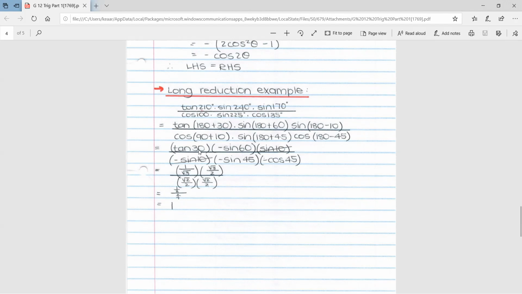Now with our special angle triangles, tan 30 becomes 1 over root 3. Negative sine 60, there's no more negative now, so it's just sine 60 becomes root 3 over 2. Sine 45 becomes root 2 over 2. And cos 45 becomes root 2 over 2. This simplifies to a half over 2 over 4, which then simplifies to 1.